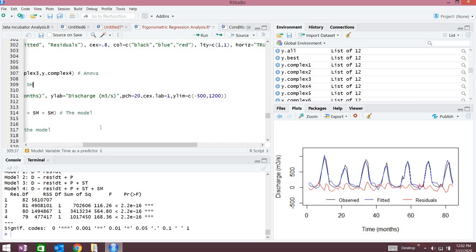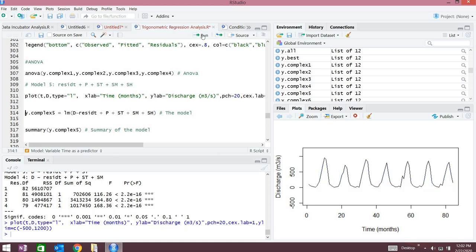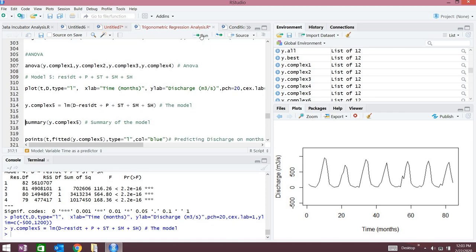Time is on the X label and discharge on the Y label. So discharge versus time, Y versus X. So the complex Y dot complex 5 equals ln d resit plus p plus st plus sm plus sh. This is model 5.